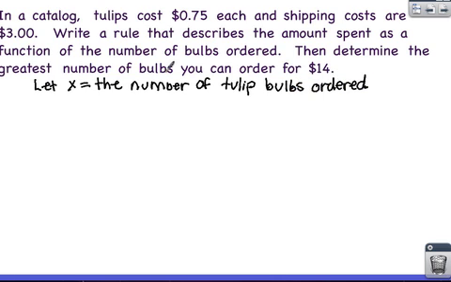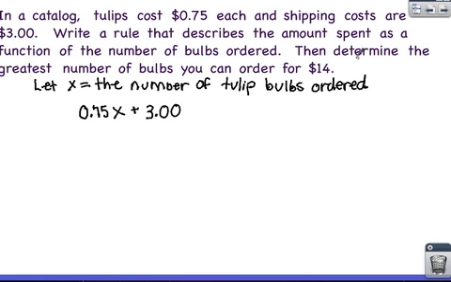So x is the number of tulip bulbs ordered. The cost is 75 cents per tulip bulb plus the shipping costs, which are $3, regardless of how many bulbs you purchase. In other words, we're going to take 75 cents and multiply that by the number of bulbs you order plus the one-time charge of $3 for shipping. This describes a rule that explains how much money you would spend on a tulip bulb order.